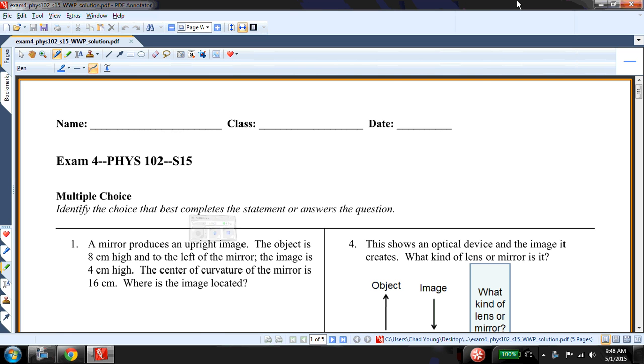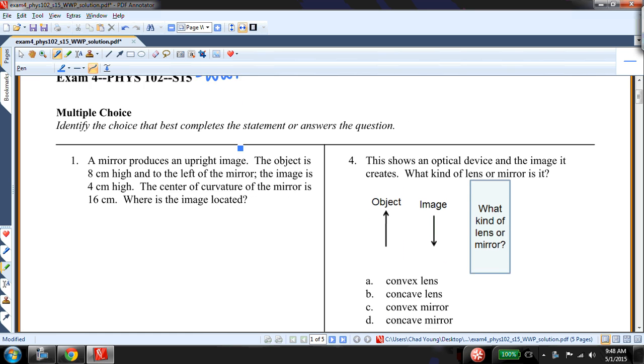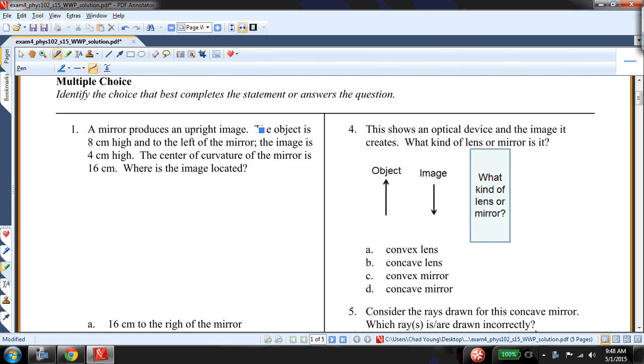Okay, this is exam 4 for physics 102. This is the WWP edition. A mirror produces an upright image. The object is 8 centimeters high, and to the left of the mirror, the image is 4 centimeters high. The center of curvature of the mirror is 16 centimeters. Where is the image located?